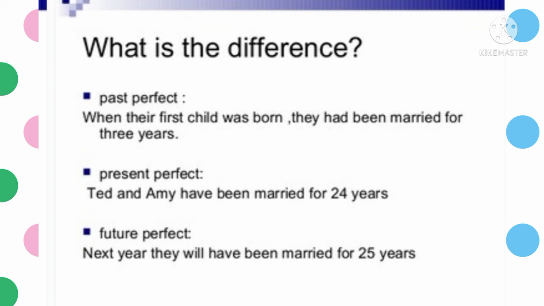But past, they talk about an action that happened in the past. And future perfect: next year they will have been married for 25 years. That means now it is the 24th year. Next year it will be 25 years. It will be completing in the future. So what is the difference? Past, it will be an action that happened in the past. Present means it is related to the present. That means when we take this year, including this year, it is told that Ted and Amy have been married for 24 years. Future, it refers to the completion of action in the future.